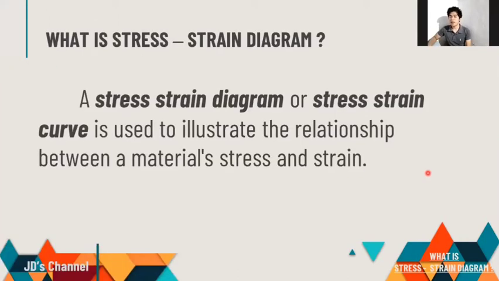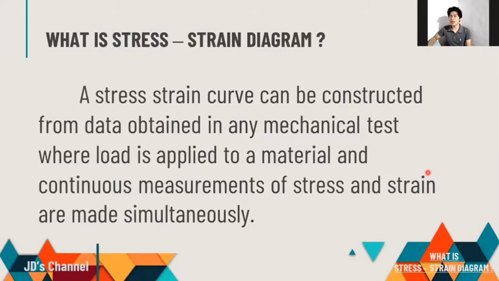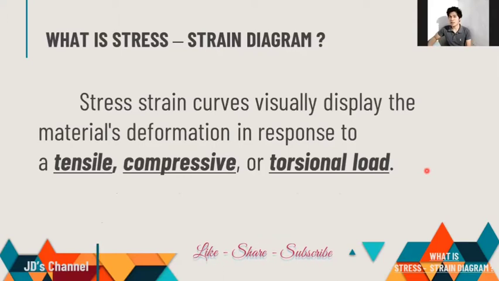So again, what is stress strain diagram? A stress strain diagram or stress strain curve is used to illustrate the relationship between a material's strength or stress and strain. A stress strain curve can be constructed from data obtained in any mechanical test where load is applied to a material and the continuous measurements of stress and strain are made simultaneously. Another one: a stress strain curve or diagram visually displays the material's deformation in response to a tensile, compressive, or torsional load. So that is our stress strain diagram.